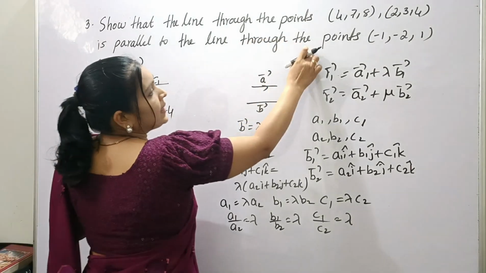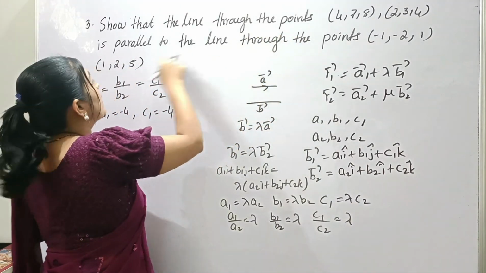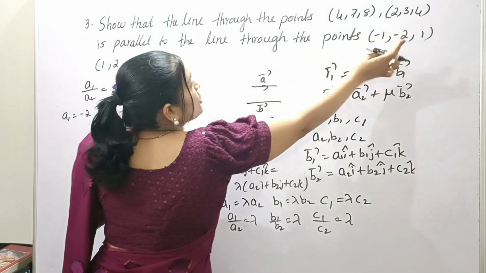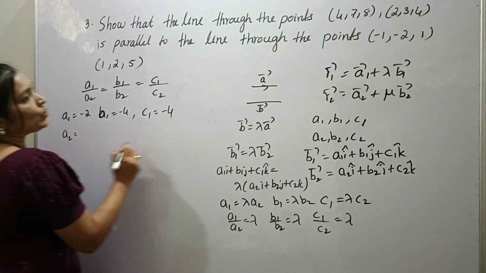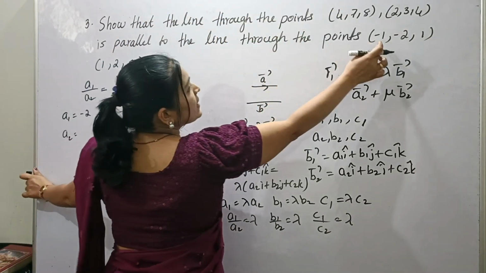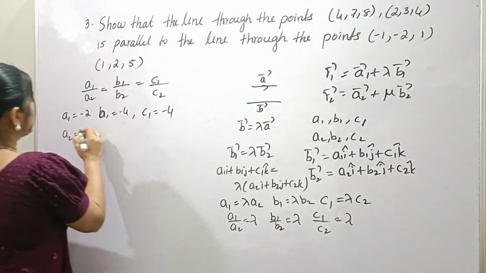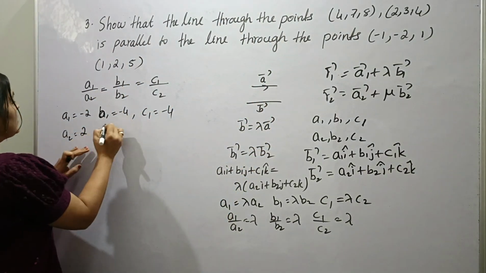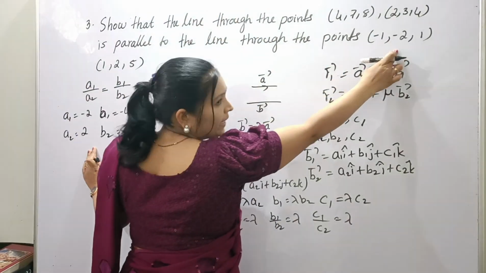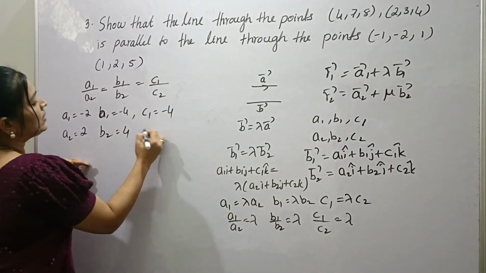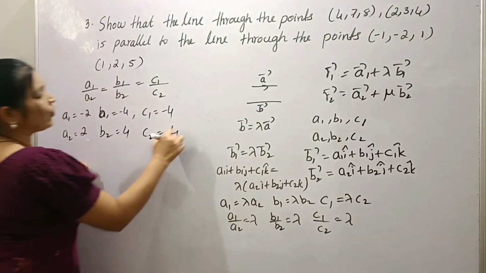These are the direction ratios of the first line. Next, 2 points on the other line are given: (minus 1, minus 2, 1) and (1, 2, 5). So a2 is equal to x2 minus x1, that is 1 minus minus 1, which is 2. And b2 is equal to 2 minus minus 2, which is 4. c2 is equal to 5 minus 1, that is 4.